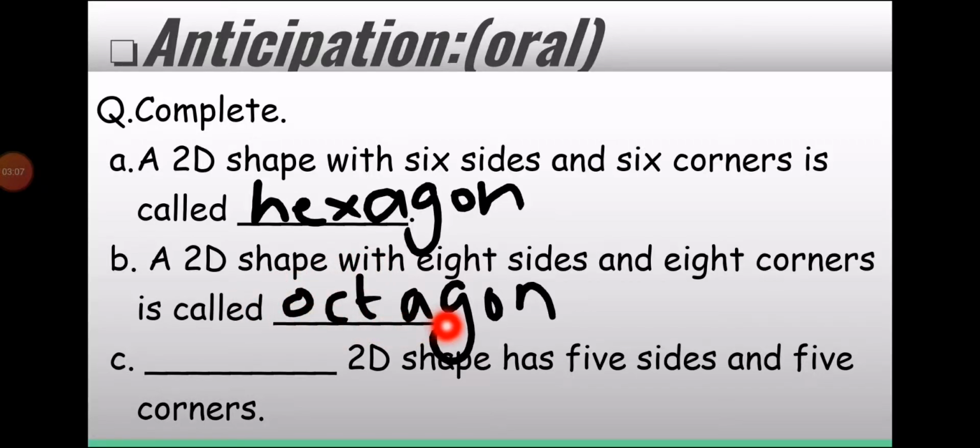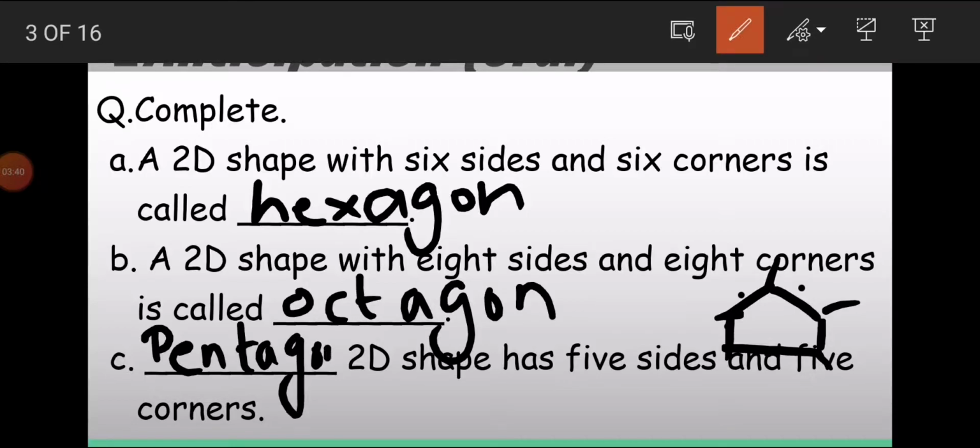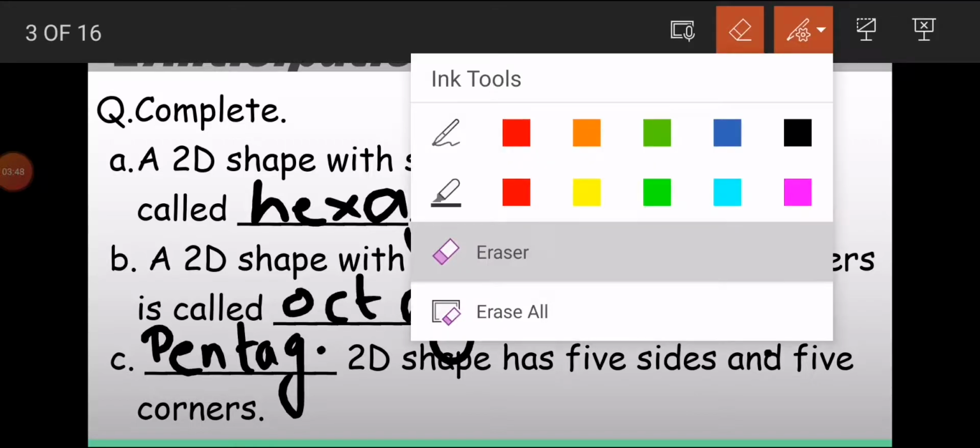Now, dash two-dimensional shape has 5 sides and 5 corners. Do you remember a shape with 5 sides and 5 corners? The shape with 5 sides and 5 corners is called pentagon. It's a flat surface shape, a closed shape with straight lines. Let me draw it for you. 1, 2, 3, 4, 5 sides. 1, 2, 3, 4, 5 corners. It's pentagon. So, I'm going to write pentagon here. A shape with 5 sides and 5 corners is called pentagon.